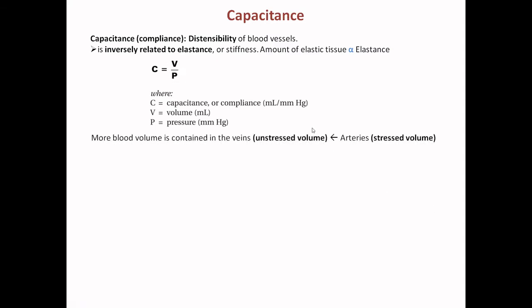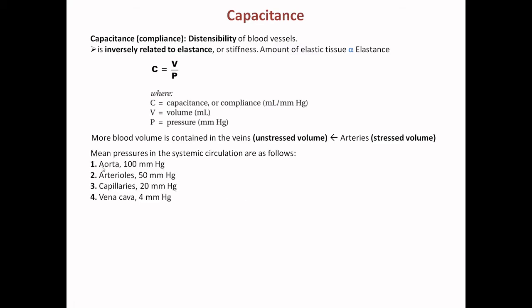So in the case of the vein, the capacitance is high, so they can keep a larger volume of blood. So more blood volume is contained in the veins as unstressed volume because they have the higher capacitance. And it is more than the arteries, which have the stressed volume. So arteries have less capacitance, they have more stiffness because the wall is thicker. And when people age, the capacitance of the vein also reduces, so the ability of the vein wall to distend also reduces.